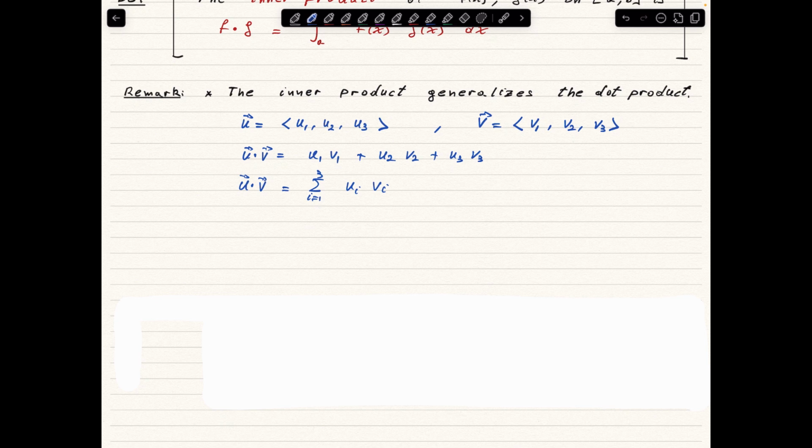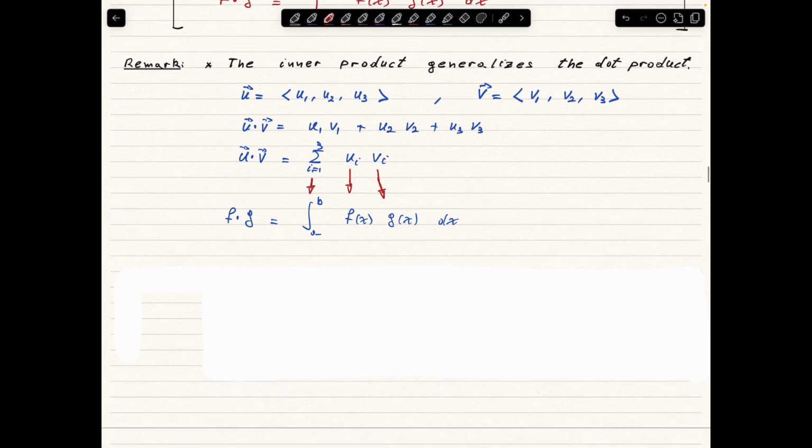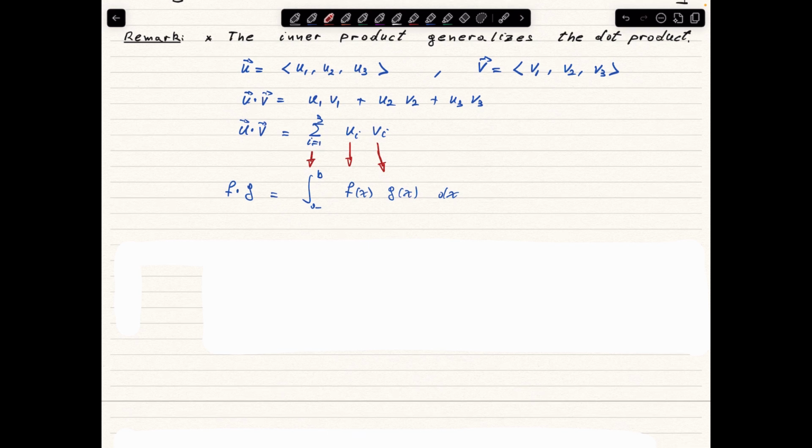Well, we just said that we introduce the inner product of two functions as the integral from a to b of f of x, g of x, dx. You can see that this is a generalization of the previous dot product, where the component of one vector is replaced by the values of the function at any point in the interval. The component of the other vector is replaced by the values of the other function on the interval, and then the sum is now replaced by an integral. So this is a simple generalization of the dot product from vectors to functions.